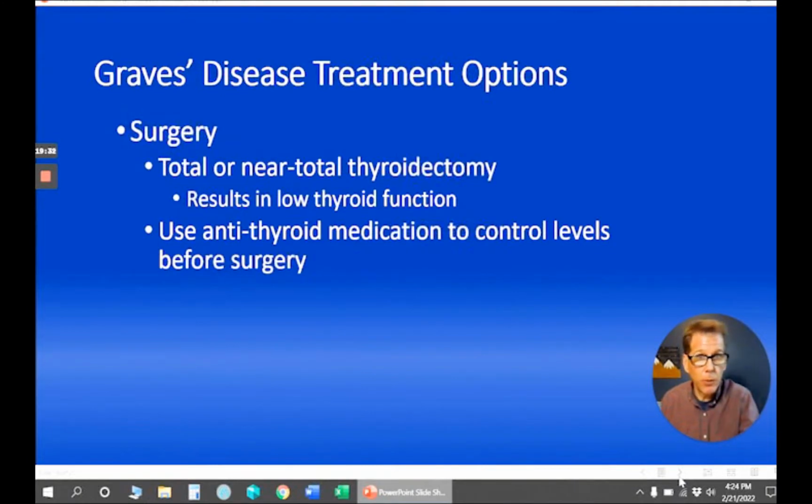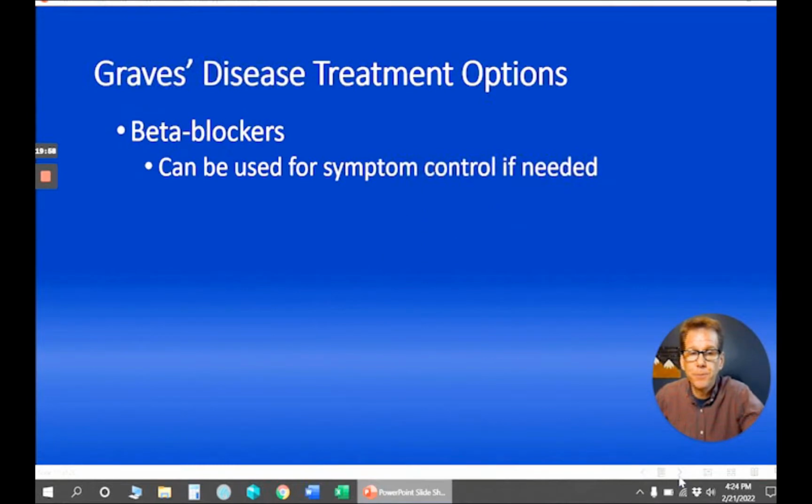Surgery can be used. Typically, the surgeon will take out the whole thyroid or most of the thyroid, what's called a total or near total thyroidectomy. And again, this results in low thyroid function. And typically we need to use the medication, the anti-thyroid medication, in preparation for surgery so that your levels are normal or near normal at the time of the operation, just so it's safe to have anesthesia and go through the operation itself.